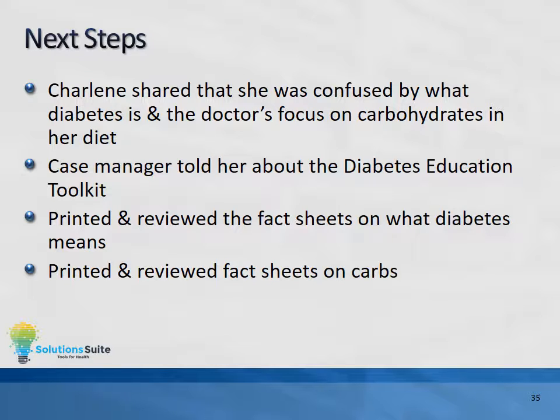Charlene shared that she was confused by what prediabetes means and whether she already had diabetes or not. She also didn't understand why the doctor focused on reducing carbohydrates in her diet. Mike told her about the Diabetes Education Toolkit, showed it to her on the computer, and asked if she'd like to use it with him. She agreed, and together they located the fact sheet on what diabetes is and the one on carbs. Then Mike printed them and they went over the information together.